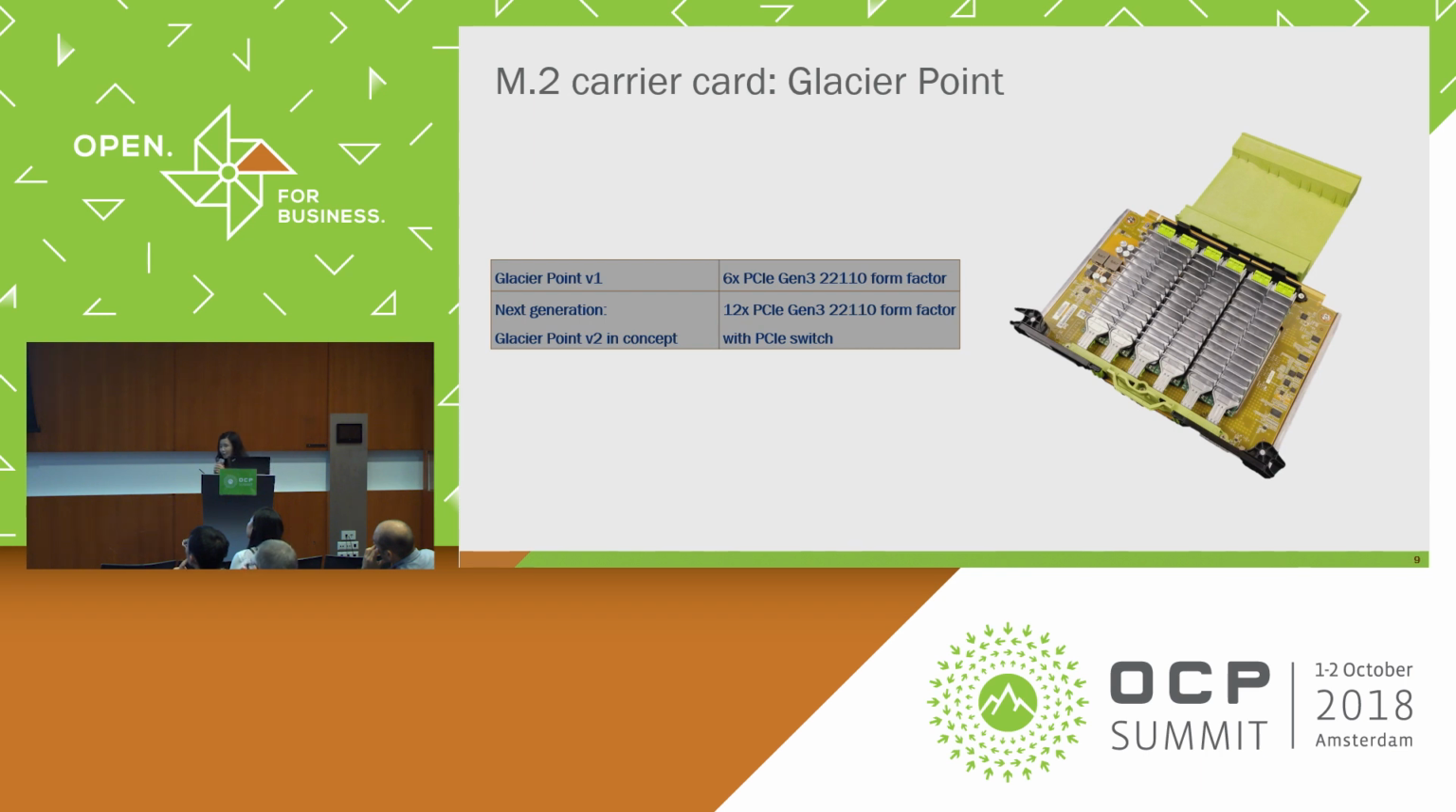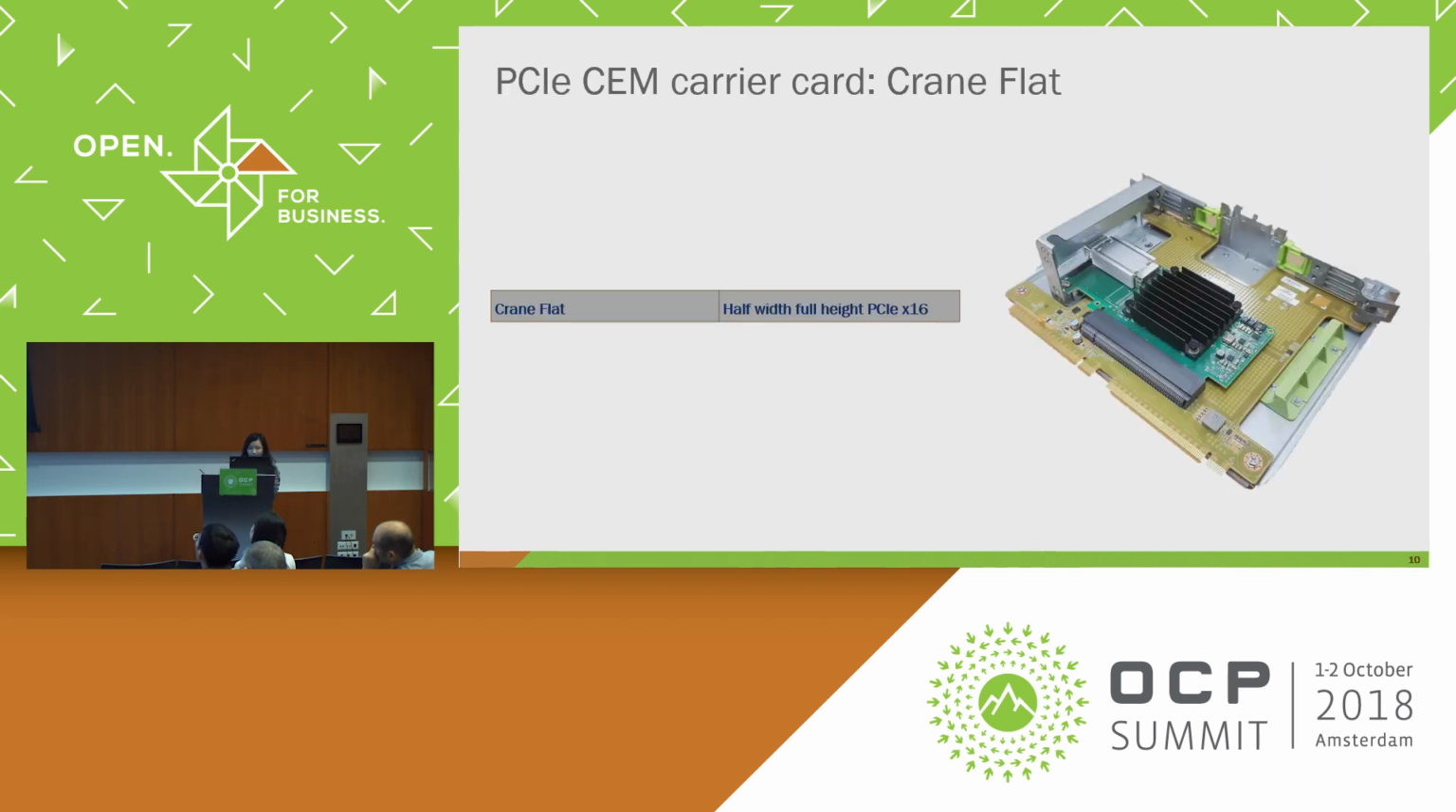So this is the M.2 carrier card. We call this Glacier Point. Glacier Point is the M.2 carrier card. If you remember slots 1 and 3, we can put this card there. It has x24 PCIe connected to this card, and we can support up to 6 M.2s. And then we are also working on Glacier Point V2, where we put a PCIe switch on the card, and we have 6 more M.2s on the bottom side of this module. So with Glacier Point V2, we can support 12 M.2 modules. And this is a PCIe CAM adapter card. It basically just converts the form factor to a standard PCIe CAM card.